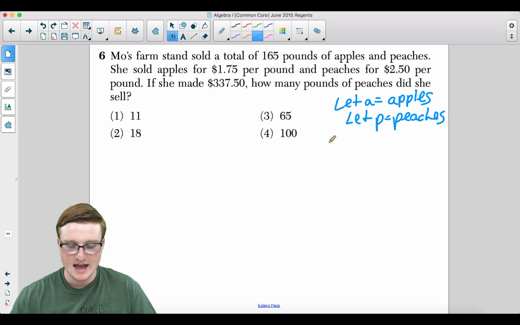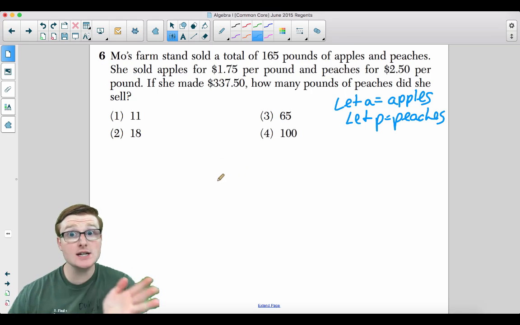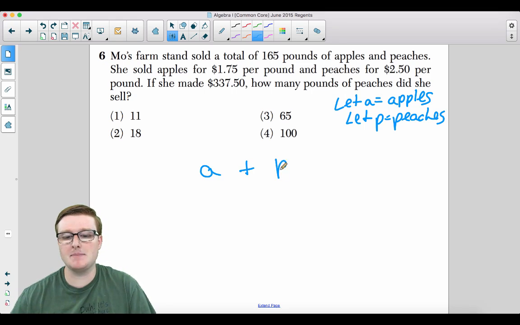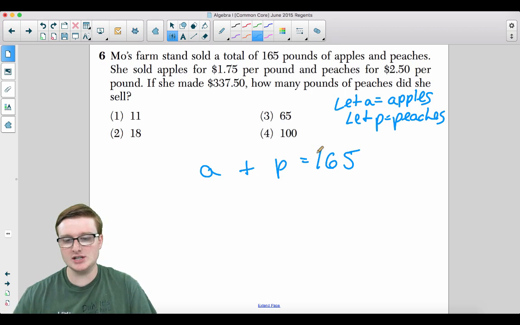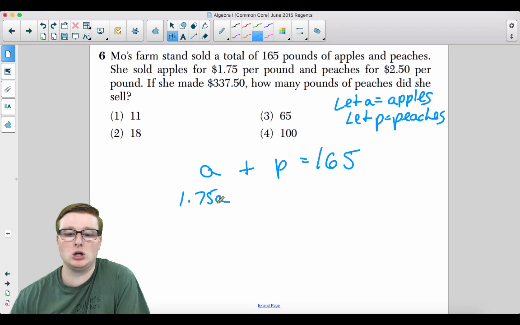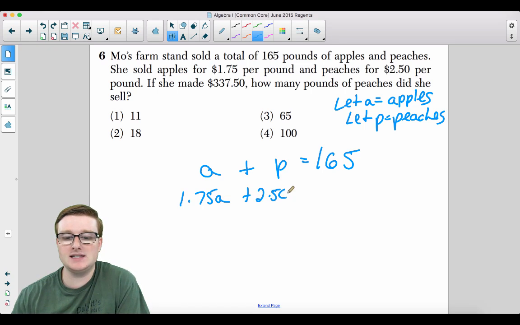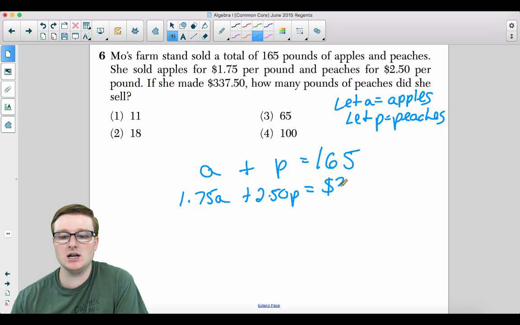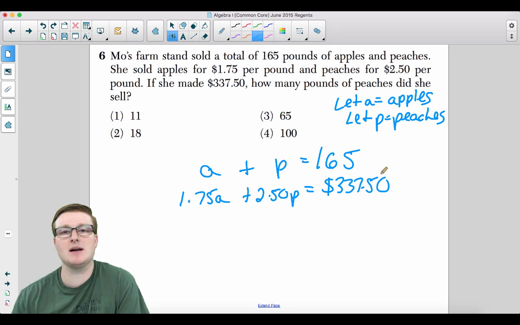Cute little peaches. And what I'm going to do is write a pounds function and a money function. That's personally what I call it. Your teachers probably don't even say that, but I like to say a pound function. So the amount of apples plus the peaches equals the amount of pounds. And now your money equation is going to be $1.75 per apple plus $2.50 per peach is equal to $337.50, which is the amount that she earned.